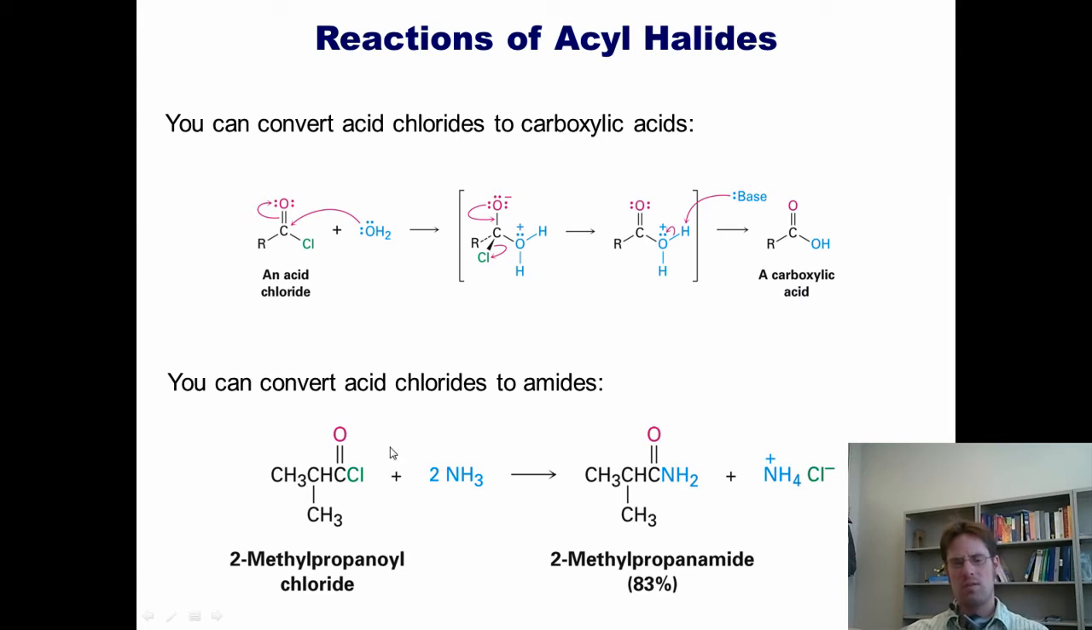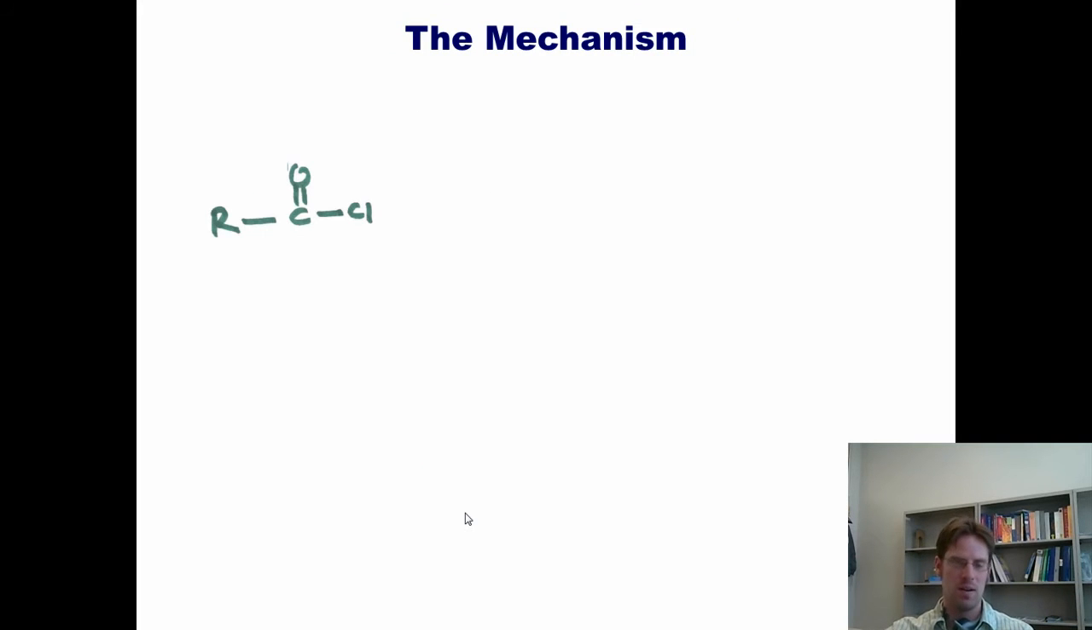We can also convert acid chlorides into amides, that is, replacing the Cl with an NH2 using ammonia. What is the mechanism of that? Well, you'll probably see a lot of repetition here. I have my acid chloride sitting there, and my ammonia, that is the lone pairs on the nitrogen in ammonia, come into this carbonyl carbon, thrusting the electrons up onto the oxygen.